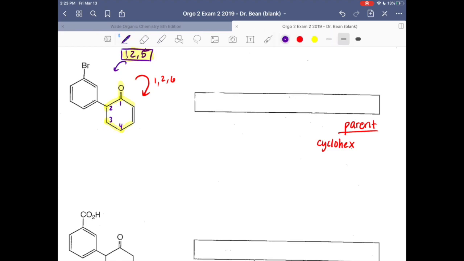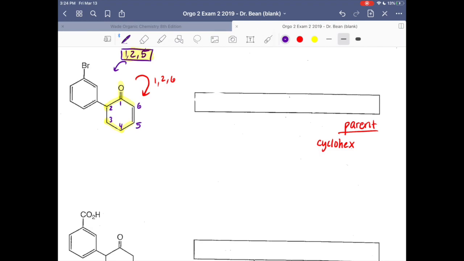So 1, 2, 3, 4, 5, 6. Okay, so that's how we make that decision. Consider the alkene and that other substituent, they are equal in terms, you kind of close your eyes and look at them all equally. That is after you've already decided that your ketone is the parent.